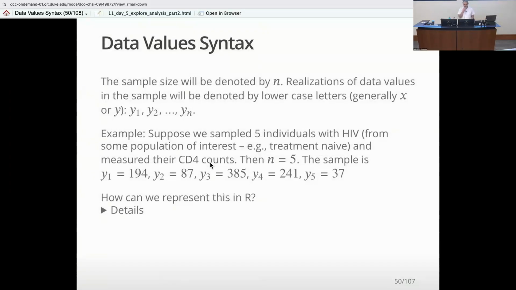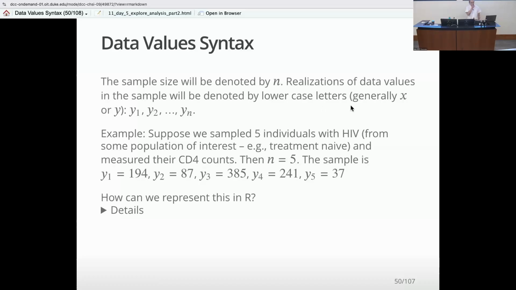Okay, so let's get a little bit more specific. We're going to have a toy example here. First, let's describe how we're going to represent information. For several examples, we're going to represent the sample size by n. And then specific values within the sample we'll represent by X or Y, and we can have a Y with subscripts.